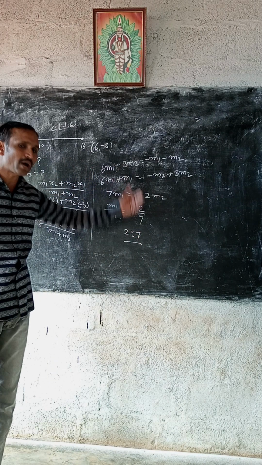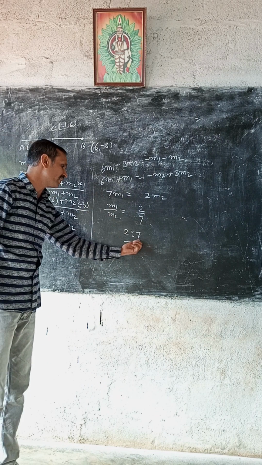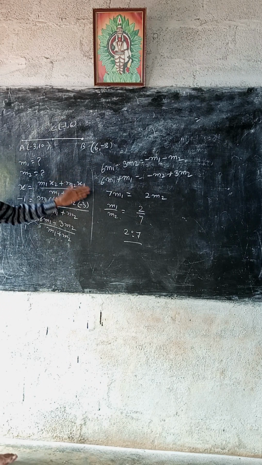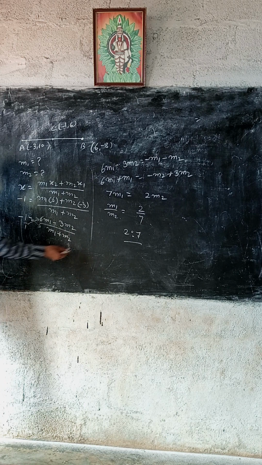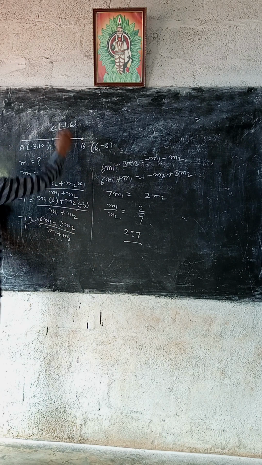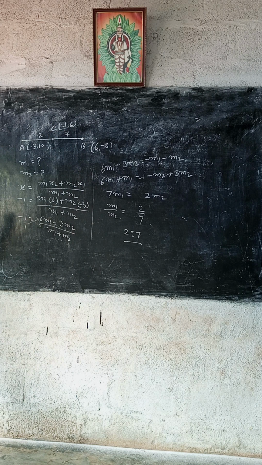In that you can do the y also, you can do the x also. So with x only done, we find the ratio 2:7. If you do the y, it will be the same only. So only one is required because we want to find the ratio. In which line segment does this ratio divide? The ratio 2:7 is divided like that. Now we are taking the next question.